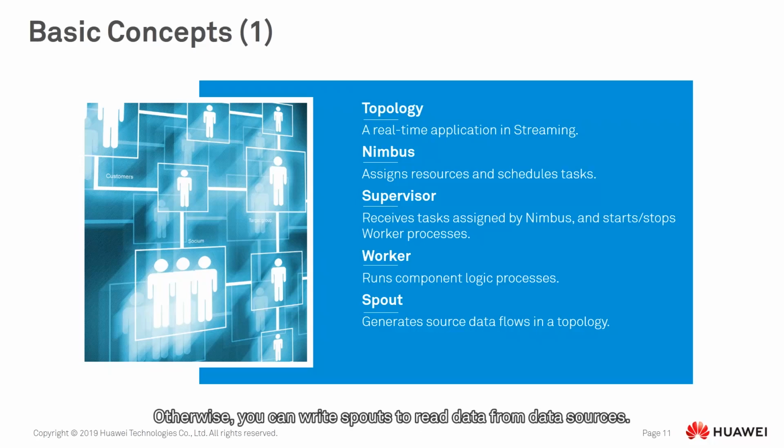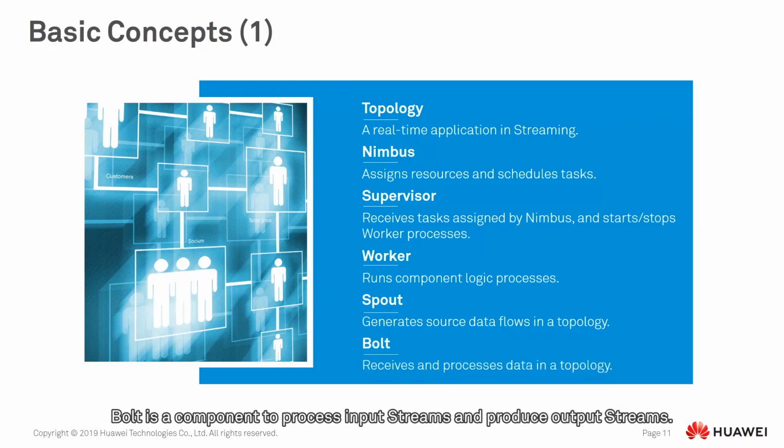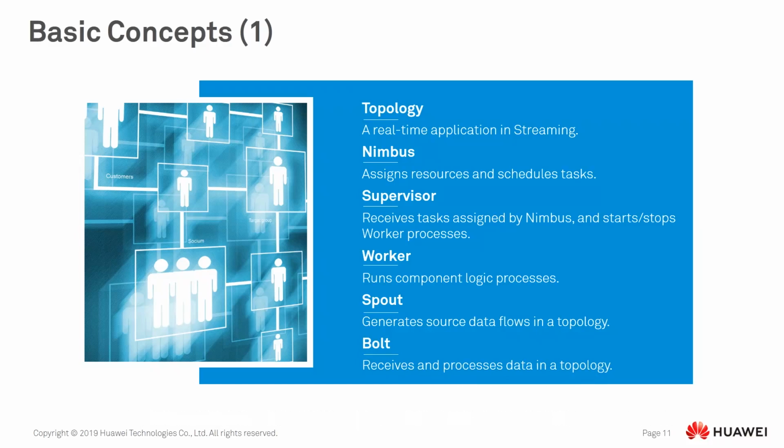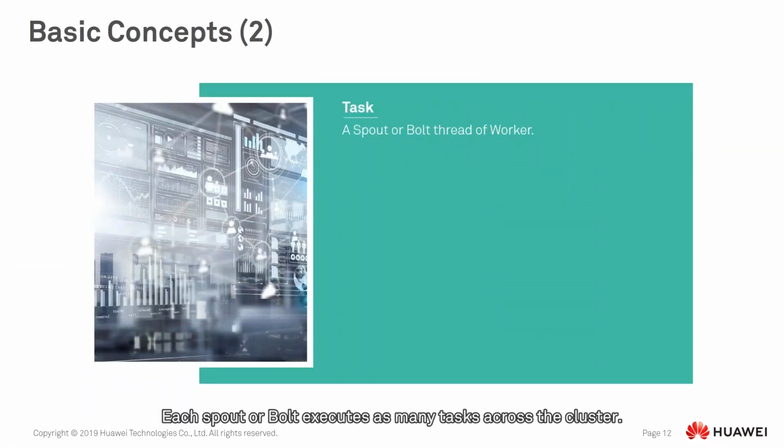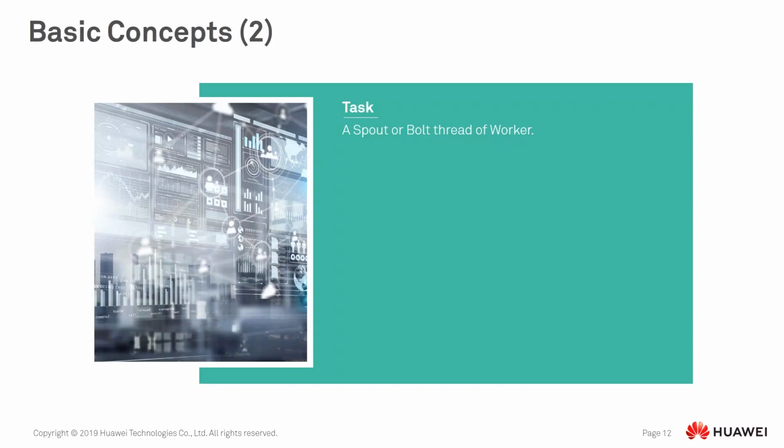Otherwise, you can write spouts to read data from data sources. Bolt is a component to process input streams and produce output streams. Both can perform the operations of filtering, aggregation, joining, and interacting with data sources and databases. Each spout or bolt executes as many tasks across the cluster. Each task corresponds to one thread of execution, and stream groupings define how to send tuples from one set of tasks to another set of tasks.